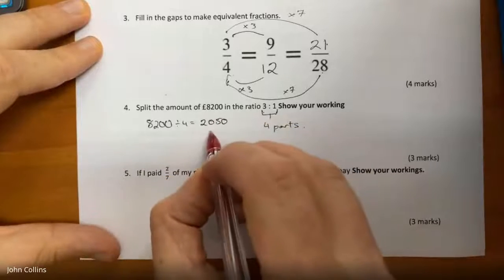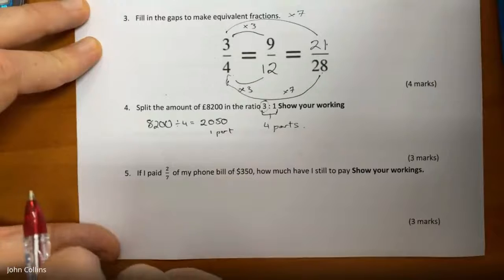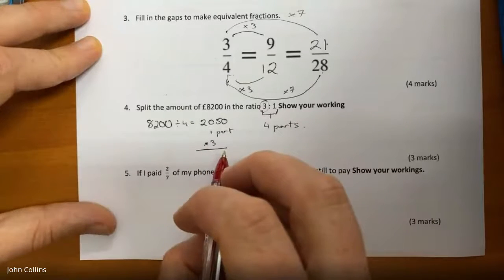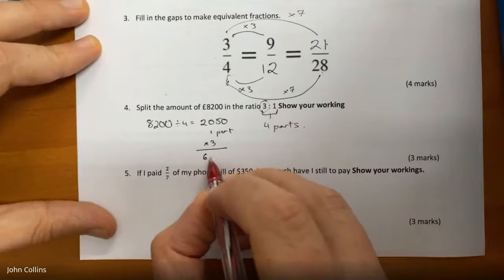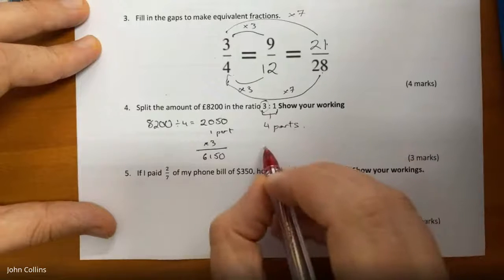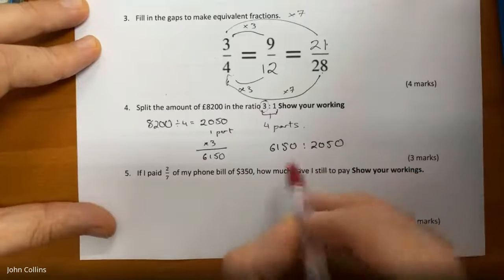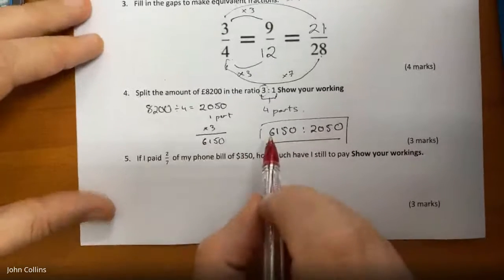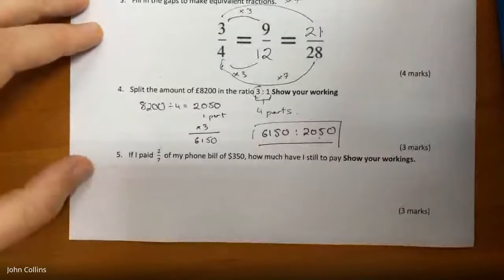2050. That's one part. I also need to know what 3 parts are, because there's 3 parts in the question as well. By multiplying by 3, and I get 6150, I think. So how do I show my answer then? I would split 6150 and 2050 like that. That was how you would show your answer properly. So I don't know if you did that or not. But if you got those 2 answers in it, you'd get full marks.